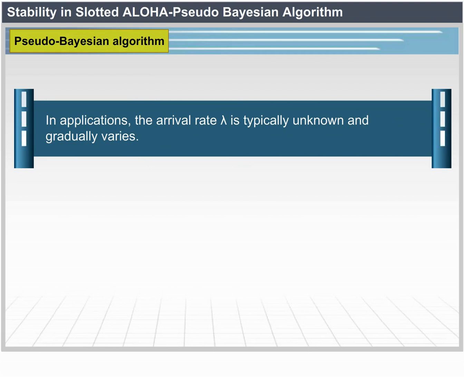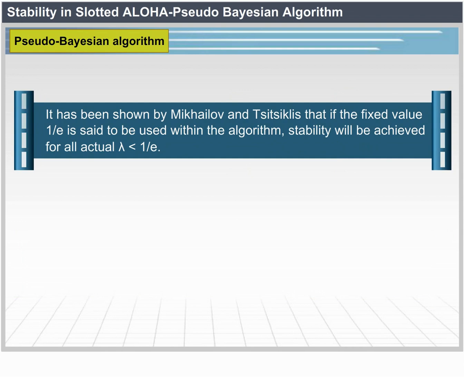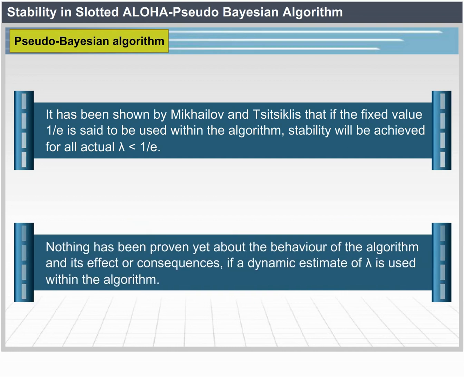In applications, the arrival rate λ is typically unknown and slowly varying. Thus, the algorithm must either estimate λ from the time average rate of successful transmissions or set its value within the algorithm to some fixed value. It has been shown by Mikhailov and Tsitsiklis that if the fixed value 1/e is used within the algorithm, stability is achieved for all actual λ less than 1/e. Nothing has been proven about the behavior of the algorithm when a dynamic estimate of λ is used within the algorithm.